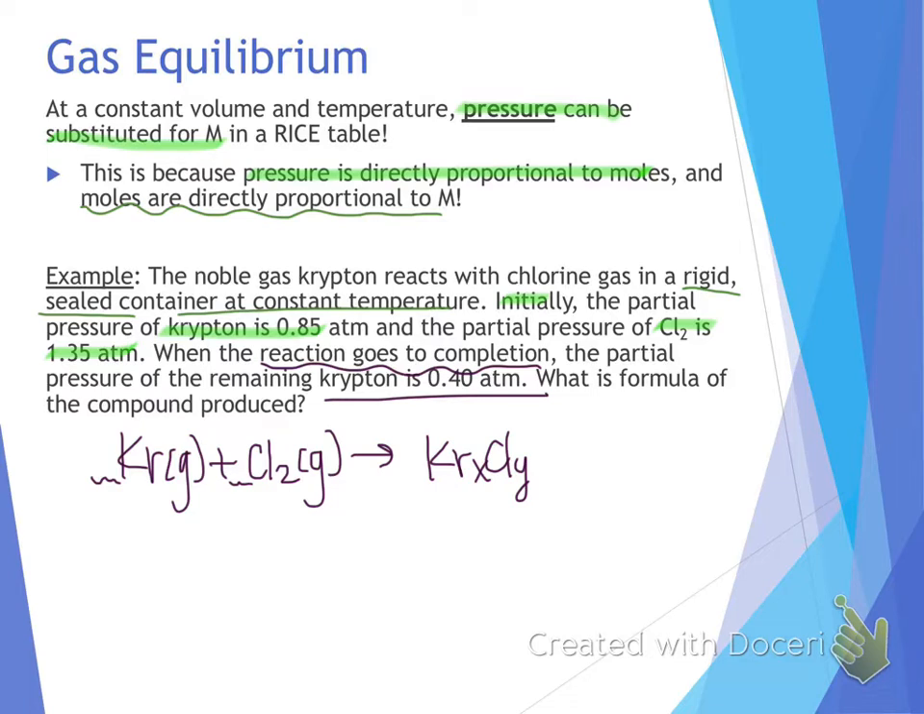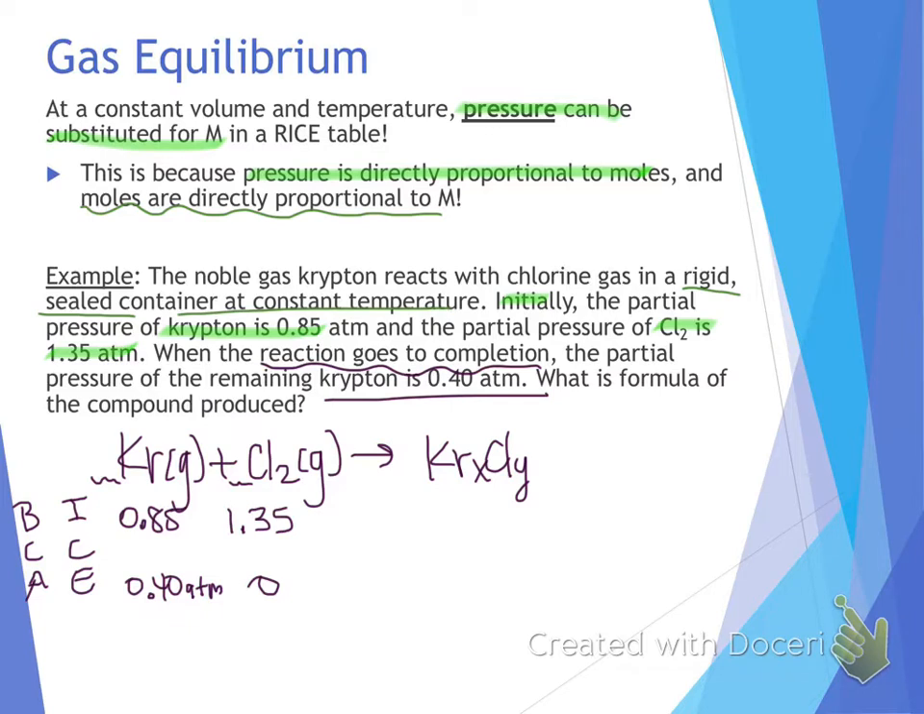Well, we know some initial and final values here, so looking at a RICE table or BCA table, same thing, we can plug in those partial pressures for moles. We know we started with 0.85 atmospheres of krypton, and we had 1.35 atmospheres of chlorine. After the reaction went to completion, we had 0.40 atmospheres of our krypton remaining. It doesn't say anything about the chlorine we have remaining. So we're going to assume that there is no chlorine left.